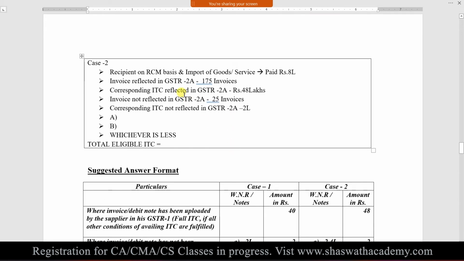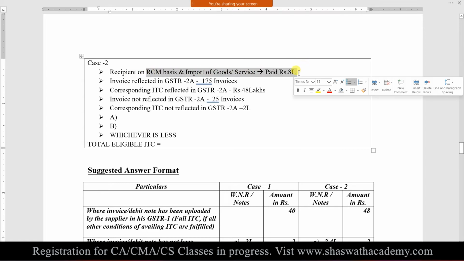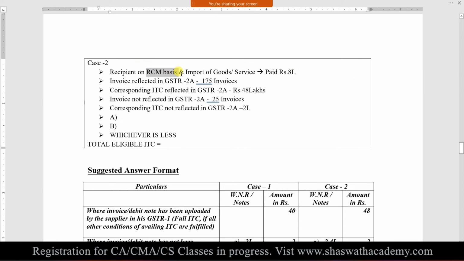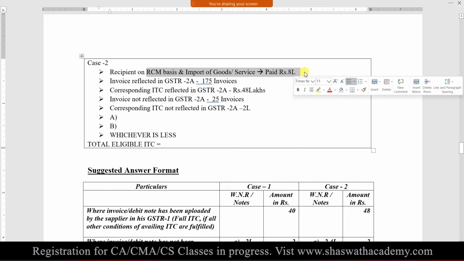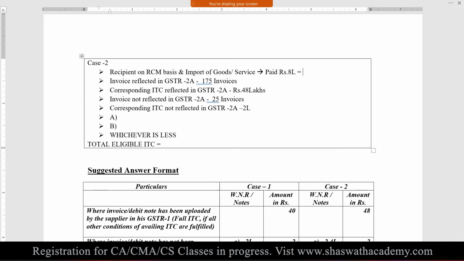Look at this. A recipient has RCM imports of 8 lakhs already paid. Now, RCM paid. Can I avail the credit of 8 lakhs? Am I eligible to take credit? Yes, sir, I am eligible to take credit. So reflection for RCM has no purpose. Reflection is only for forward charge mechanism, where the GSTR 1 supplier has to file and the recipient has to take credit.